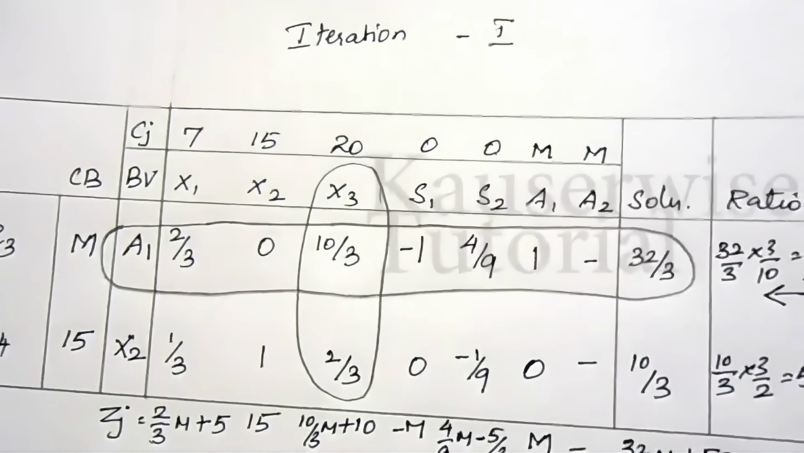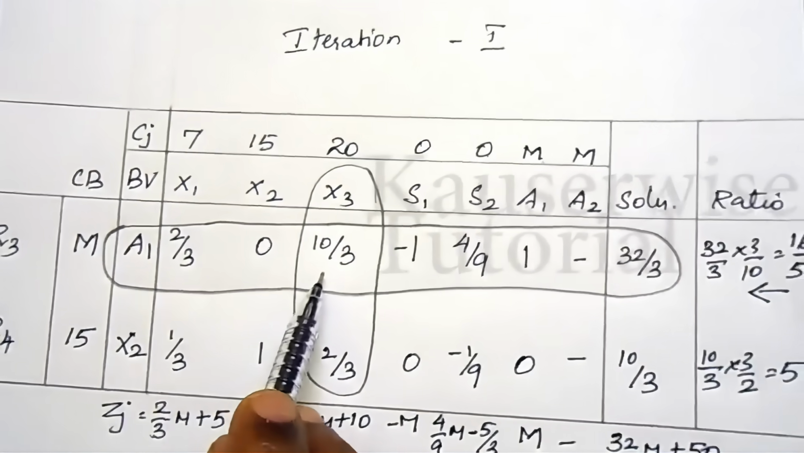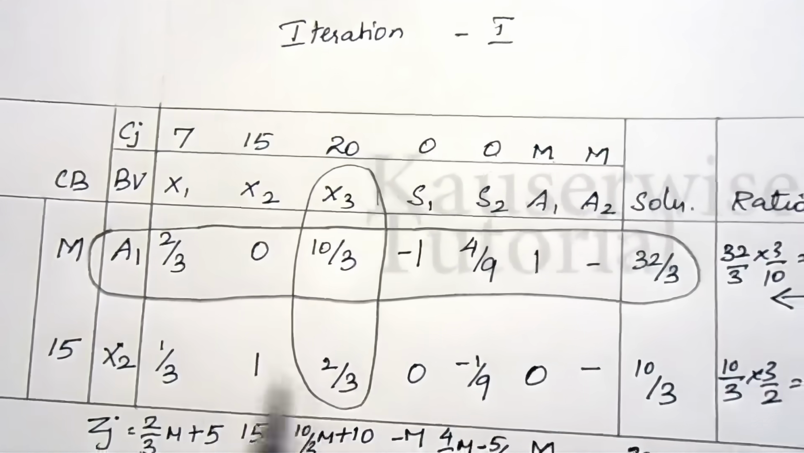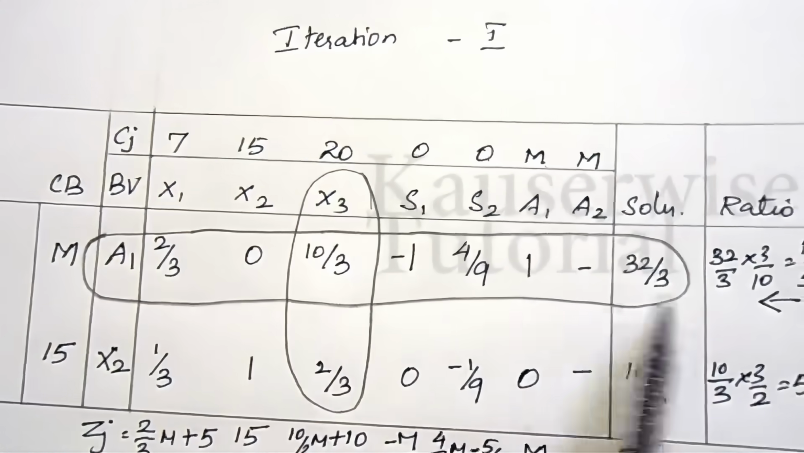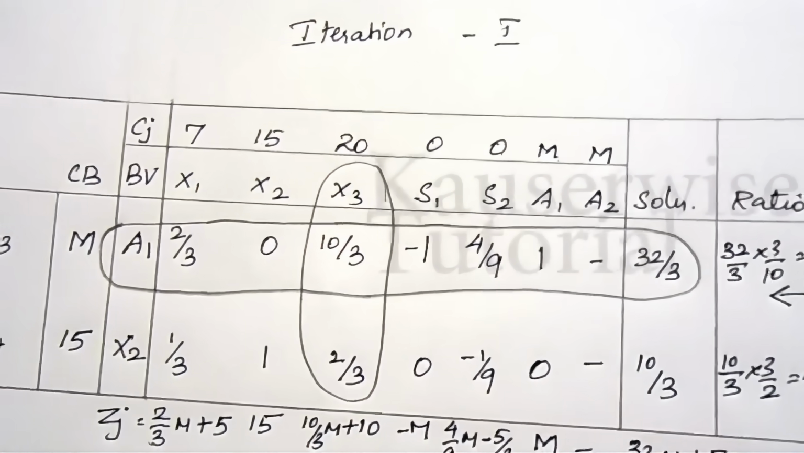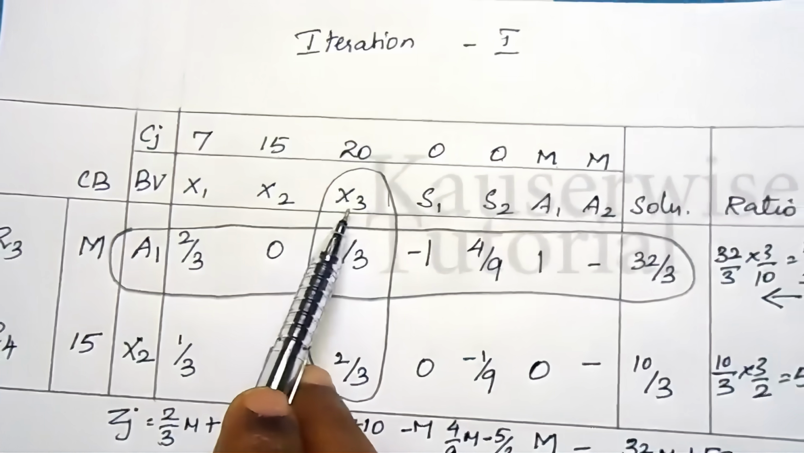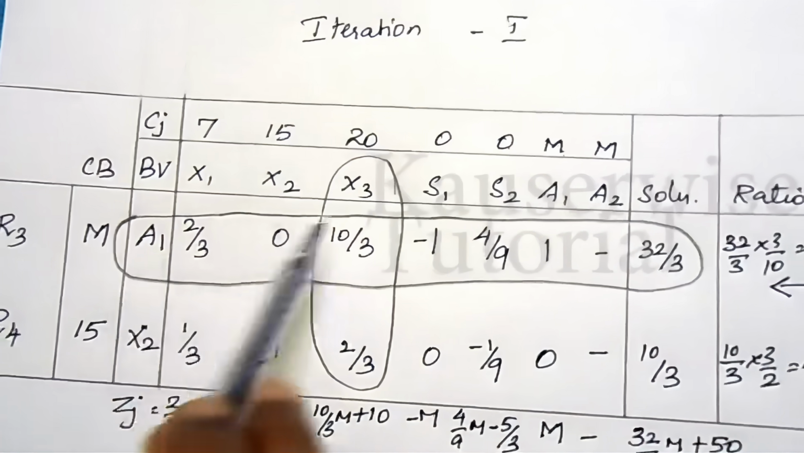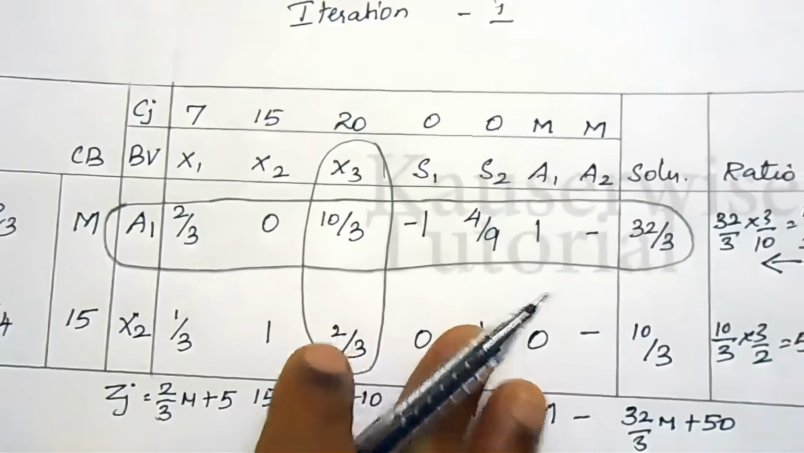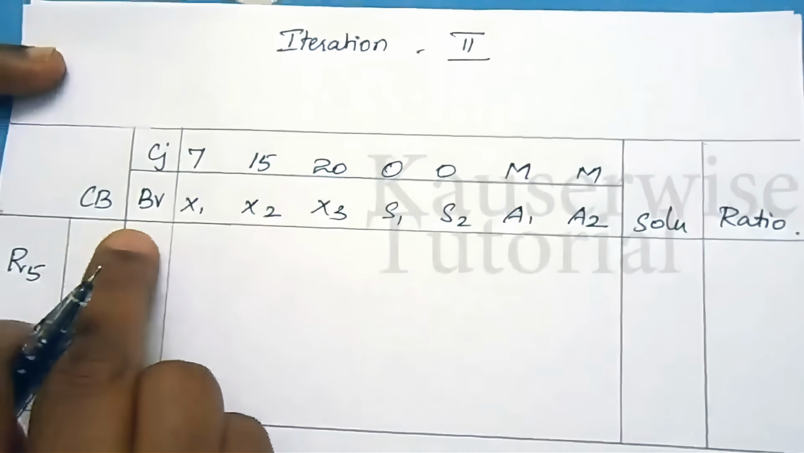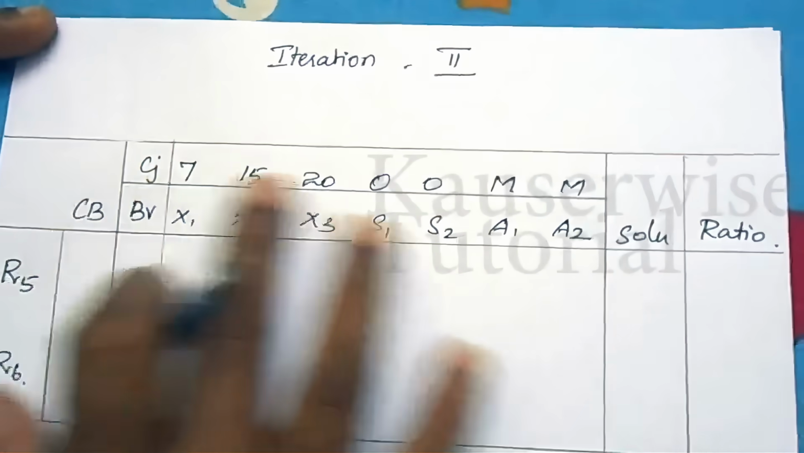After finding the key row and key column, this intersection point is the key element. So x3 is the key column, a1 is the key row and 10 by 3 is the key element. According to this iteration, x3 is the entering variable and a1 is the leaving variable. These two things are very important in order to frame iteration 2. In iteration 2, the basic variable and Cj values remain the same.